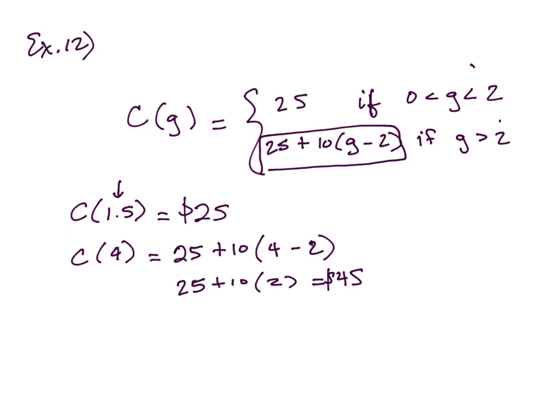I kind of get iffy on this part right here where it says g minus 2. Why do you think it says minus 2? You're already paying $25 for the first 2. I don't want to be charged an additional $10 per gigabyte for those 2 as well. The first 2 are already handled in the top function where I'm paying $25 flat up to 2 gigabytes.